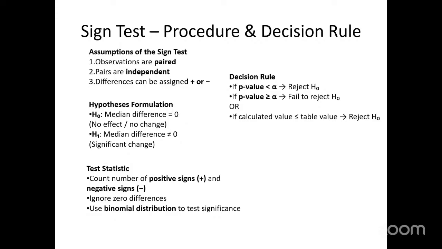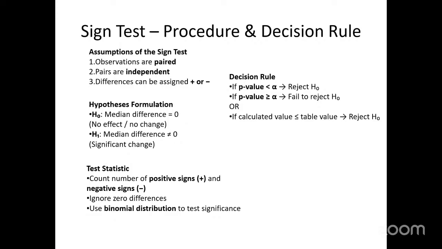So I'm going to the test procedure. What to do in this test? First, calculate the difference and assign the sign. For each of the pairs of data, subtract the second value from the first value. Second value is the after effect and the first value is the before effect. So subtract the after effect from the before effect. If the result is positive, assign a plus sign. If the result is negative, assign a minus sign. For tie cases, if the difference is exactly 0, we will ignore that.